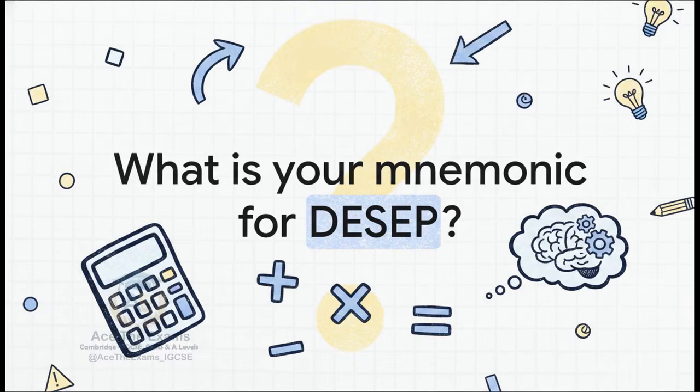Now, to really lock this in your brain, I want you to create a memory hack right now. What is your personal mnemonic for the 5 framework steps? Deconstruct, extract, select, execute, present. DECEP, D-E-S-C-P. Maybe something like dogs eat sausages every pencil? Okay, maybe make it something math-related. But the point is, make it memorable to you.